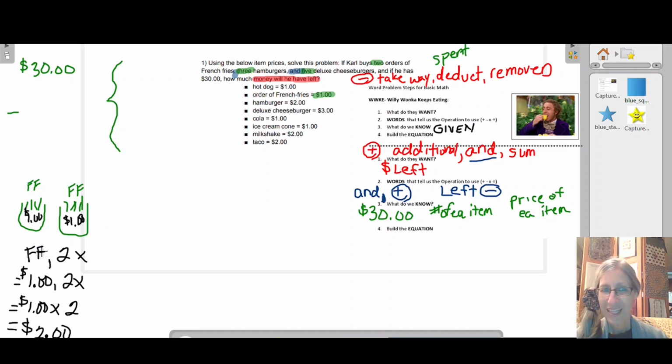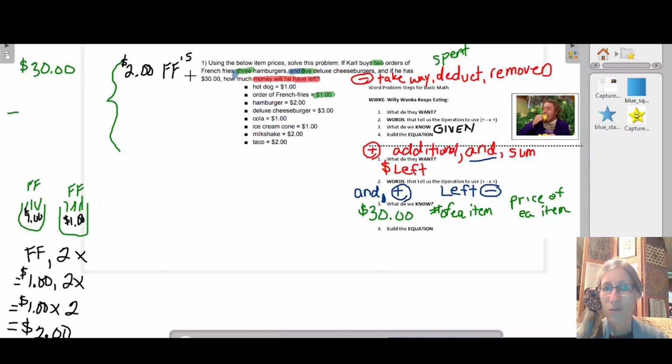Very good. So I'm going to take that $2 and I'm going to write it up here. And that stands for the French fries. Now it doesn't stand for just 1 French fry. It stands for all the French fries he bought, which was 2 orders. So we put a little S up there just so that it's clear for us as we go through the problem, because you might lose your place and it's good to label everything.